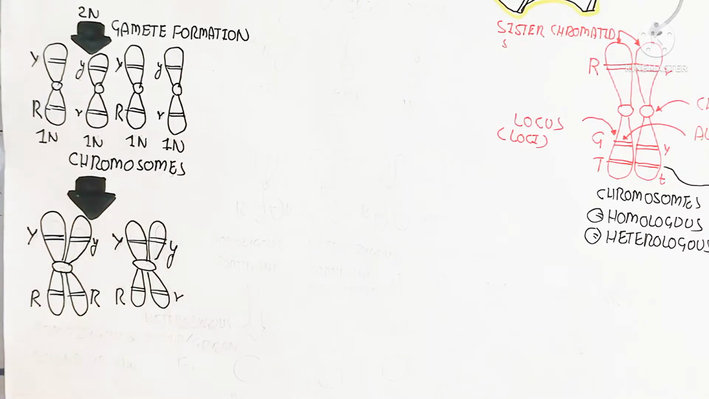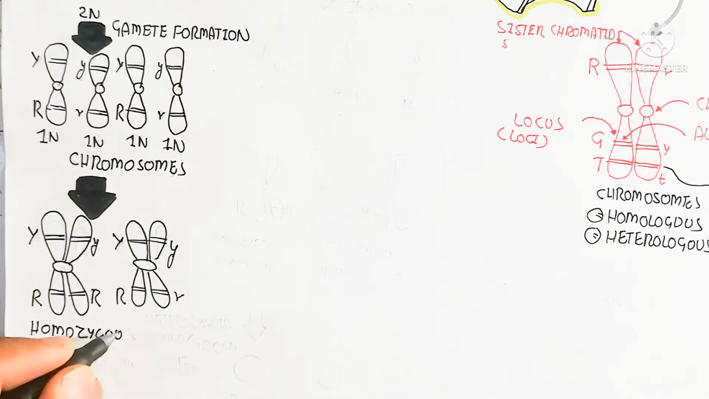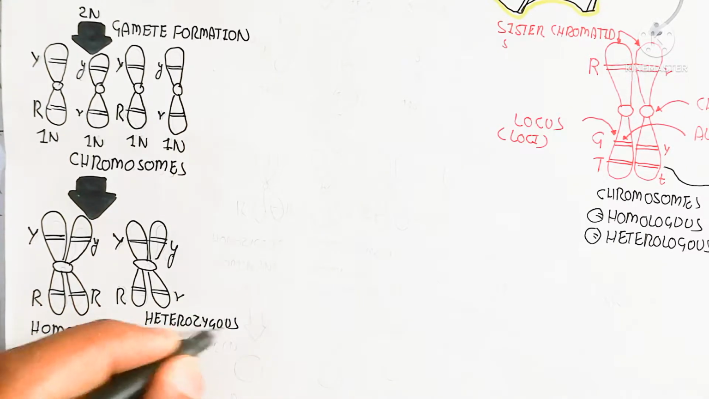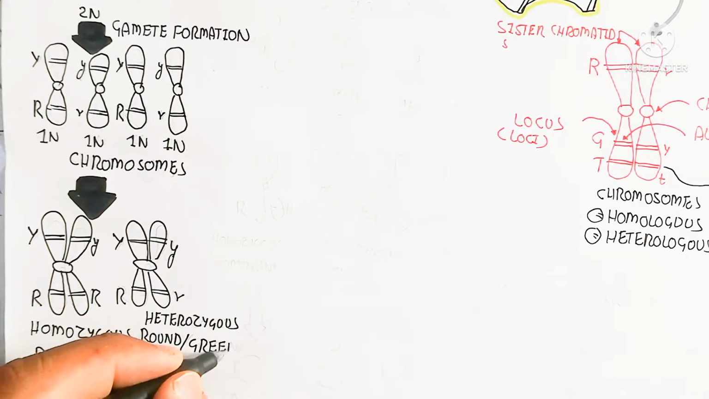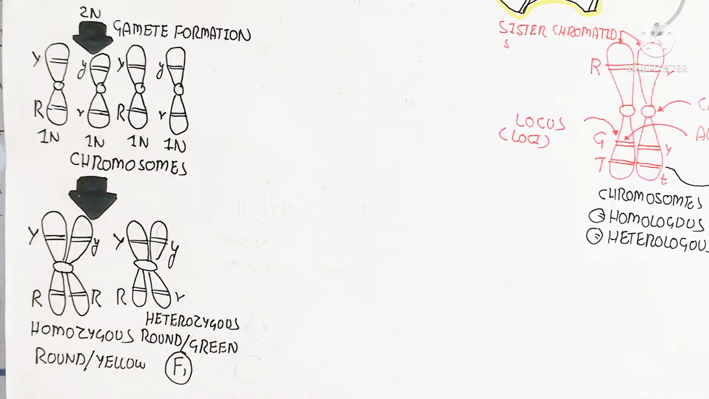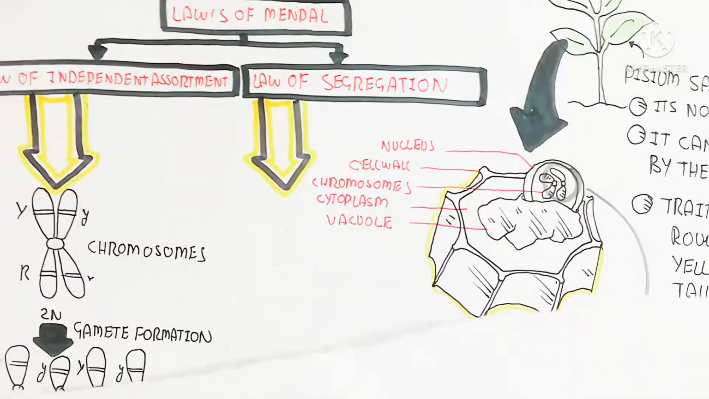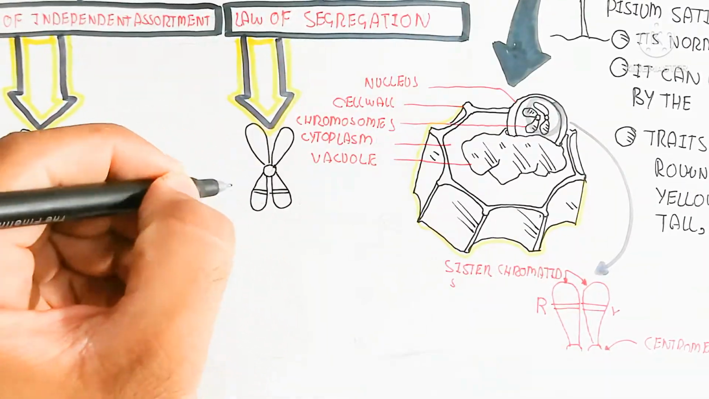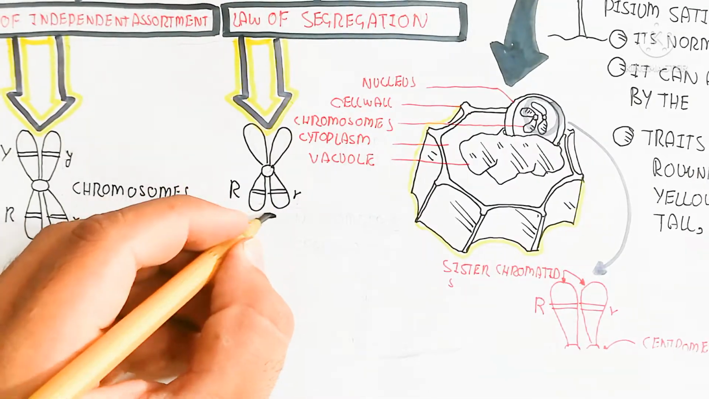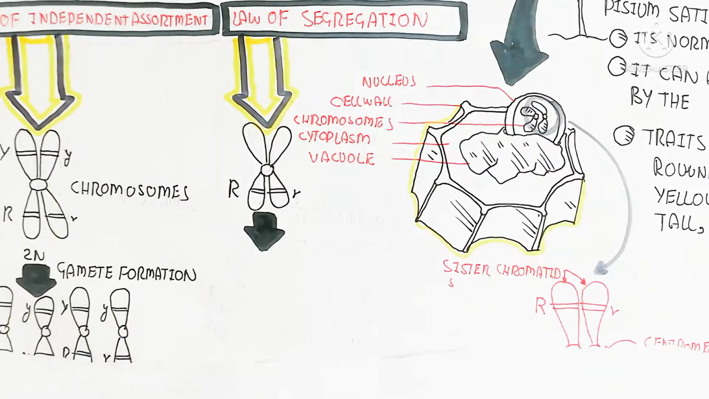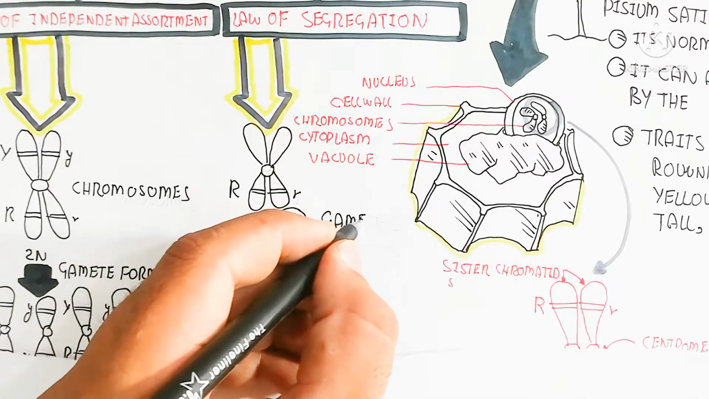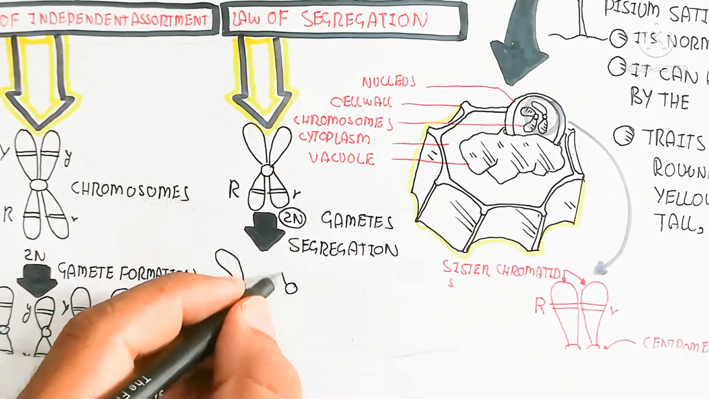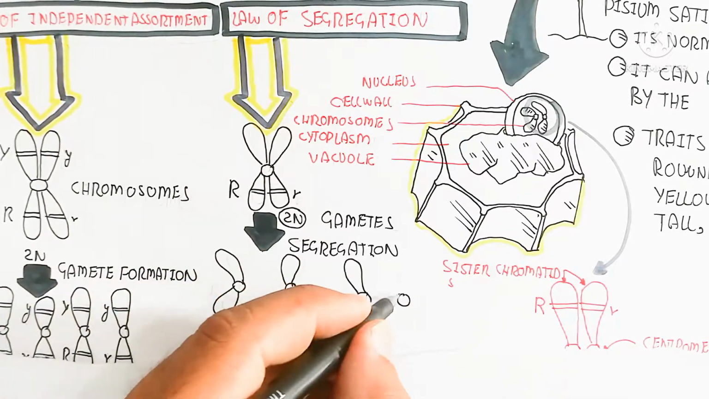For example, Y and small y, and Y and small y, round and round. This is the homozygous condition and this is the heterozygous condition. So this round and yellow, and this round and green, are due to the homozygous and heterozygous conditions. If wrinkle is recessive, both genes should be wrinkle for wrinkle to be expressed. While the round gene is present, wrinkle will be recessive. It means round is dominant over wrinkle.